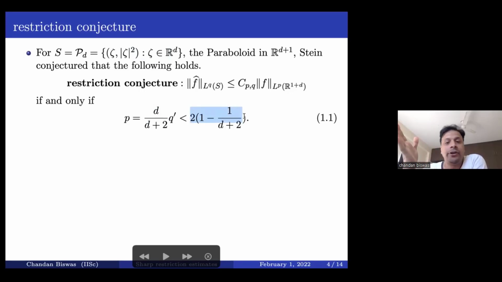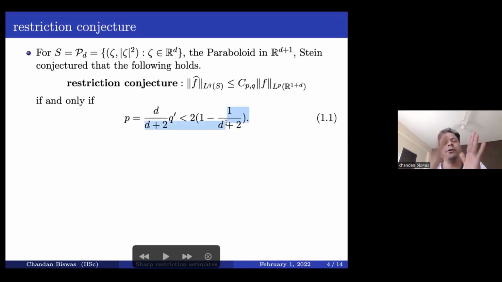Essentially what this says is that, well, we know that we can't expect L^2 restriction, but the restriction conjecture essentially says that for the paraboloid, we are not doing too badly. The worst case scenario should be that we are only losing 1 over d many exponents.